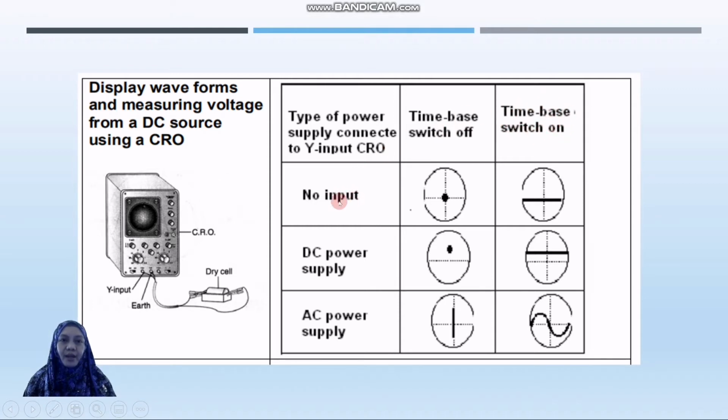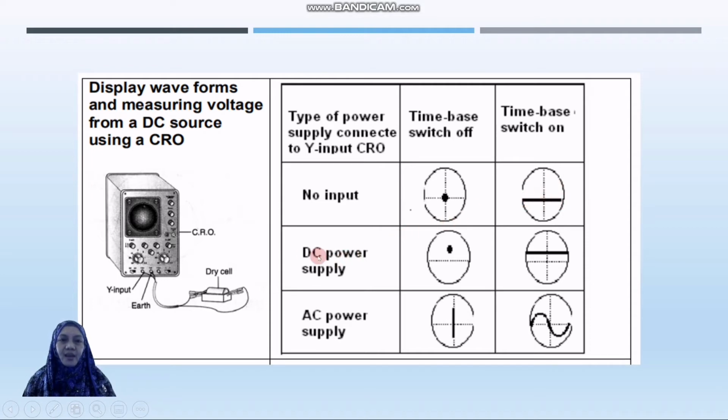So case number 1, when there is no voltage connected to the Y input. So what happened? It shows no deflection, so a bright spot appears at the center of the screen. And if you look at this table, now the time base is switched on, so the bright spot will sweep horizontally to the left and right. So a bright trace appears.